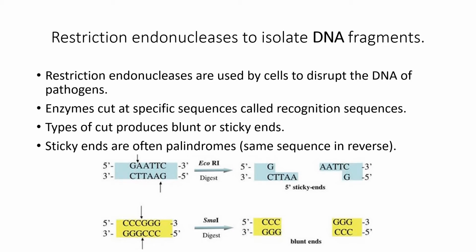The reason we find that overhang so useful is because when it comes to inserting that particular gene back into another host organism, we can use that overhang to make sure the gene's inserted in the right place. If we have blunt ends, it's a lot more difficult to actually put that in.